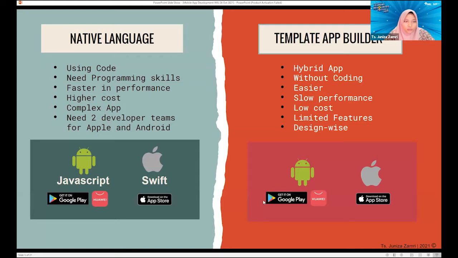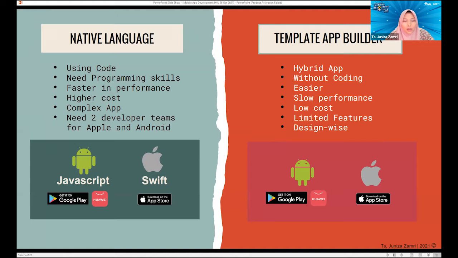All right. When we talk about the types of mobile apps, there are some differences between these types of application. If we categorize them by the technology we use to code them, we might have 2 or 3 types of application. But in this sharing session, I will cover the 2 types of mobile application, which are native and template app builder in general. Okay. So what is a native app?